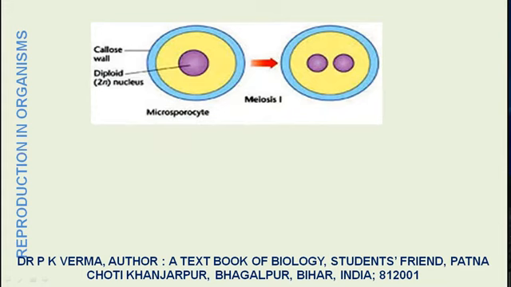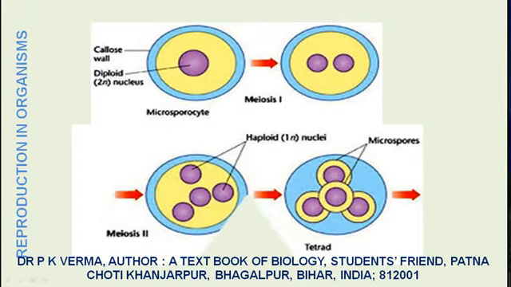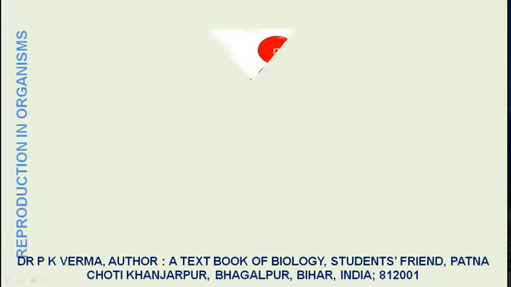Now see the entire process in this diagram. The first diagram shows the microspore mother cell. It is diploid. Meiosis I occurs to form two nuclei. Meiosis II forms four nuclei. Around each nucleus, a small amount of protoplasm condenses and the two layers of wall, intine and exine, are formed. So it forms the tetrad of microspores.